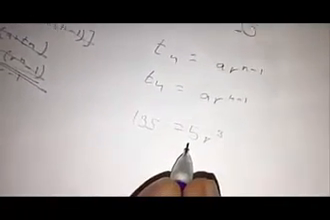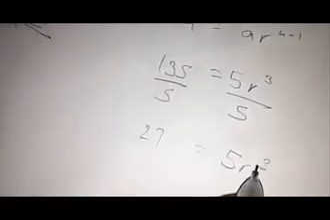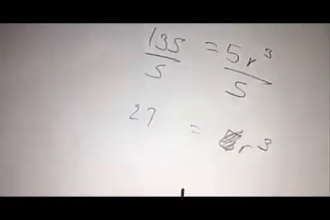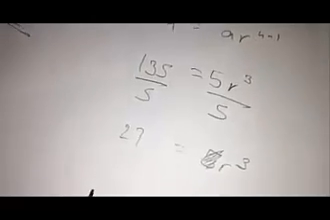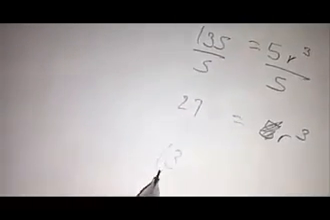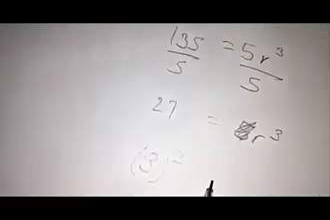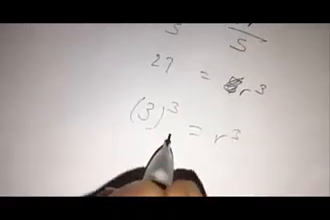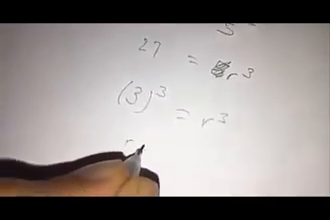And now we divide both sides by 5. That will give us 27 equals r cubed. And as we know, 27 is basically 3 to the power of 3. And when the powers are the same, we could compare the bases. So r is going to be equal to 3. And now, since we found r, we could easily find T1 and T2.